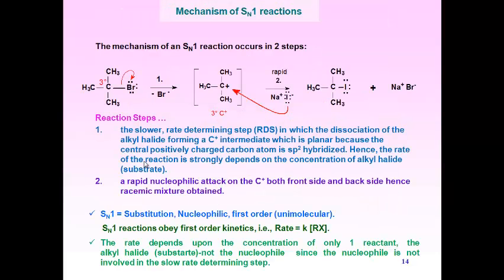The mechanism of the SN1 reaction occurs in two steps. The first step is the slowest step and it is the rate determining step, in which the alkyl halide dissociates, forming a carbocation intermediate which is planar because the central positively charged carbon atom is sp2 hybridized. Hence, the rate of the reaction strongly depends on the concentration of the alkyl halide, that is the substrate. In the second step, a rapid nucleophilic attack on the carbocation occurs from both the front side and the back side, hence a racemic mixture is obtained. The rate depends upon the concentration of only one reactant, the alkyl halide, and not the nucleophile, since the nucleophile is not involved in the rate determining step.